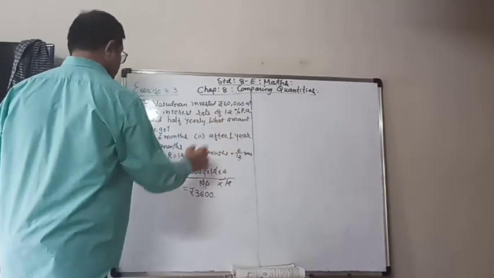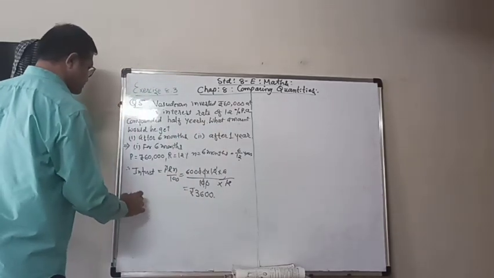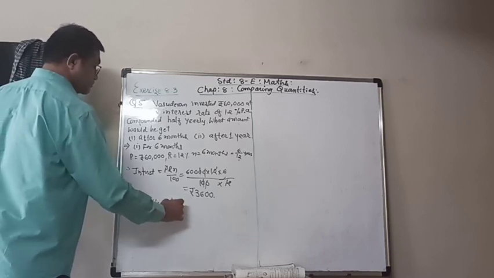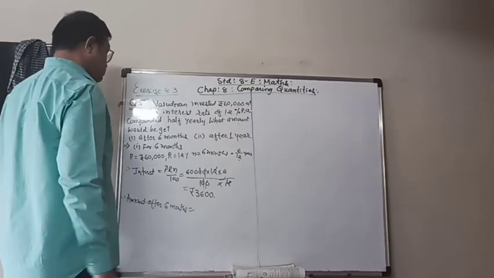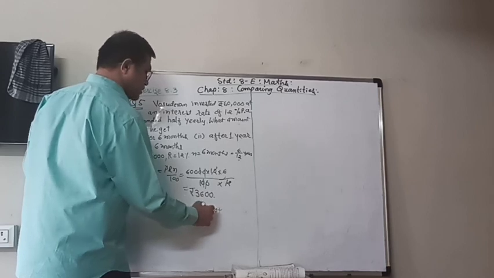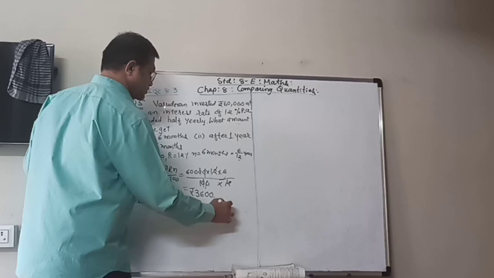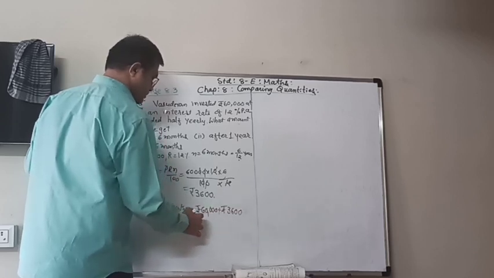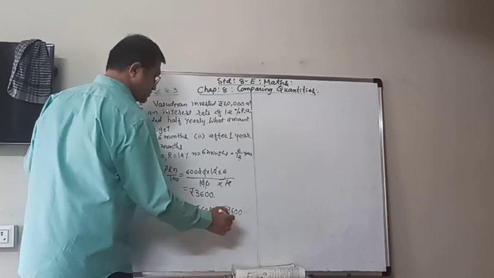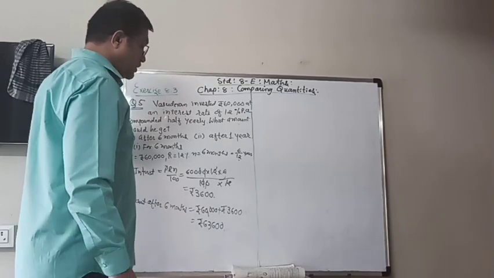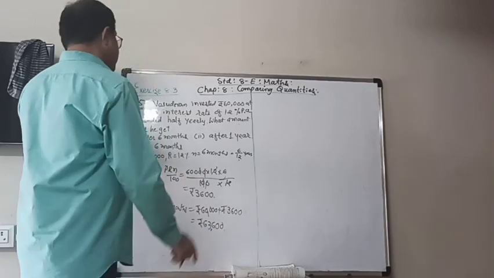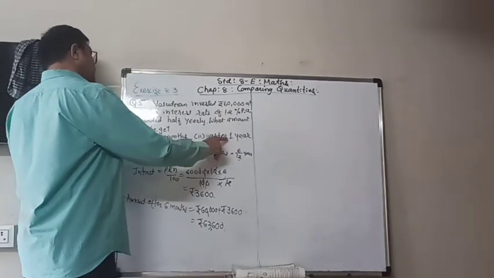But we have to find the amount. Therefore, the amount after 6 months is equal to rupees 60,000 plus rupees 3,600, and that is rupees 63,600. The first answer is rupees 63,600. Now we have to find after 1 year also.